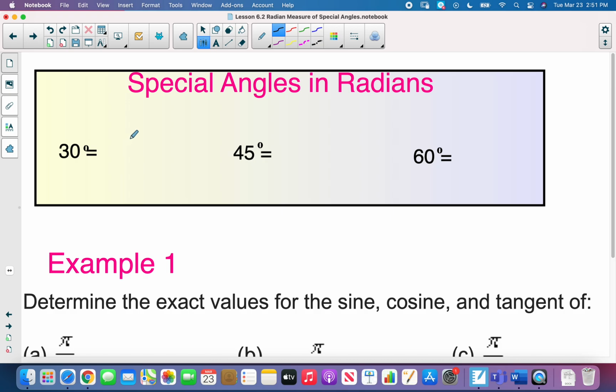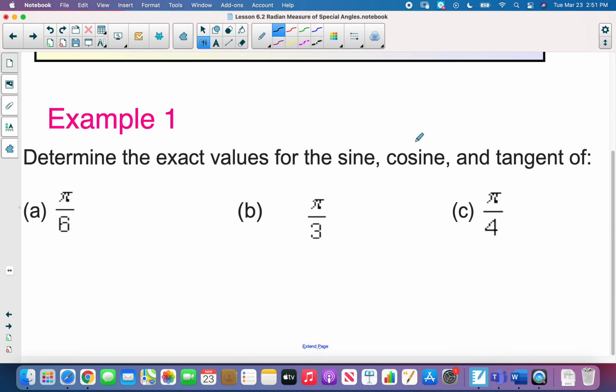So for the special angles in radians, 30 degrees is pi divided by 6. 45 is pi divided by 4. 60 is pi divided by 3. And 90 is pi divided by 2. So if you wanted to find the exact values, exact means you don't use a calculator, because if you use a calculator, it'll give you the answer rounded to 4 decimal places. We don't want that. We want the exact values for sine, cosine, and tangent of these angles.